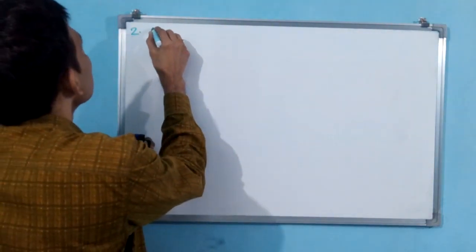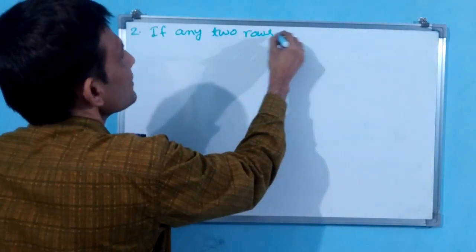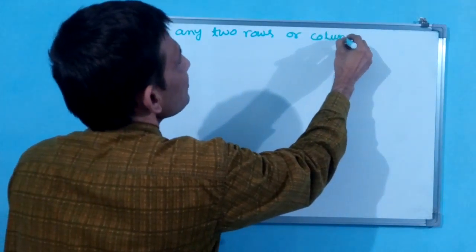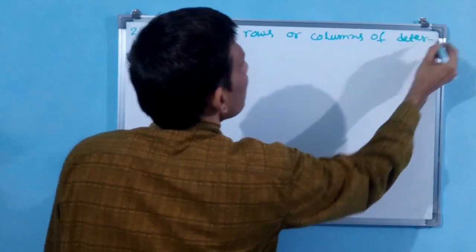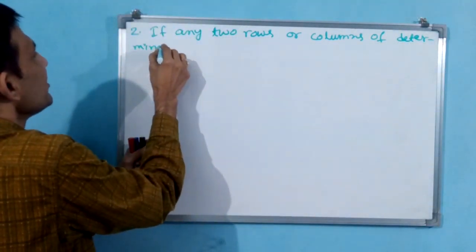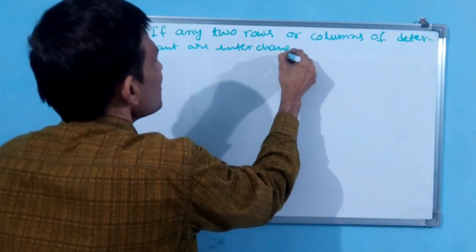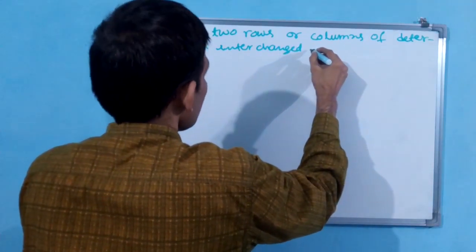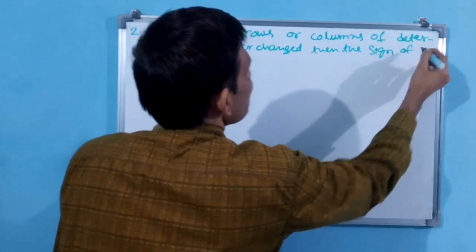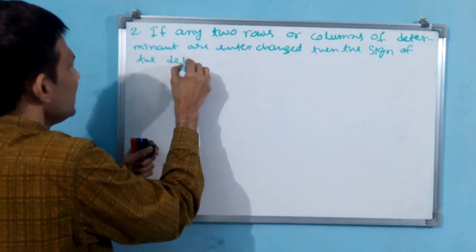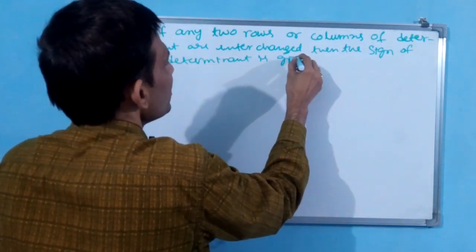You see, if any two rows or columns of a determinant are interchanged, then the sign of the determinant is going to be changed.